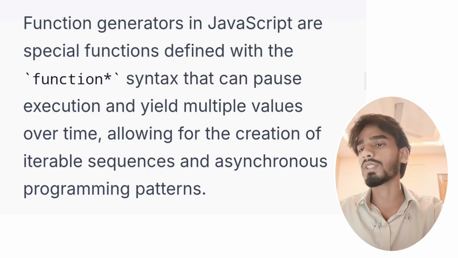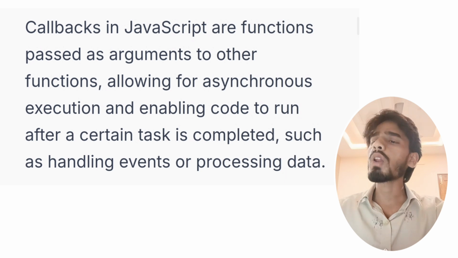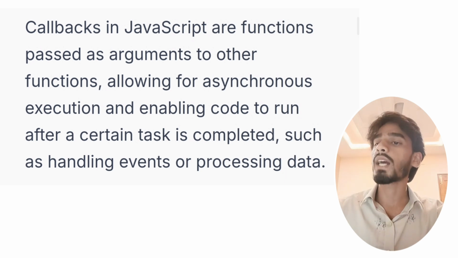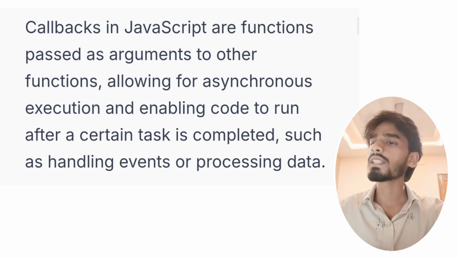Function generators in JavaScript. Function generators in JavaScript are special functions defined with the function star syntax that can pause execution and yield multiple values over time, allowing for the creation of iterable sequences and asynchronous programming patterns. What are callbacks in JavaScript? Callbacks in JavaScript are functions passed as arguments to other functions, allowing for asynchronous execution and enabling code to run after a certain task is completed, such as handling events or processing data.